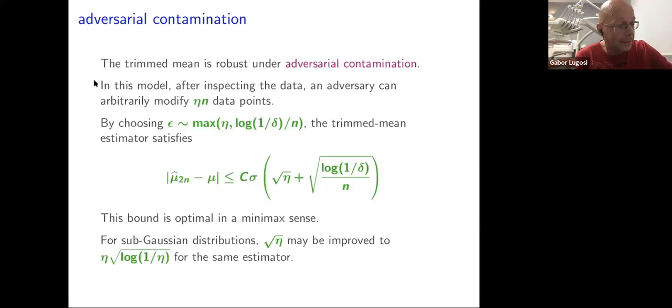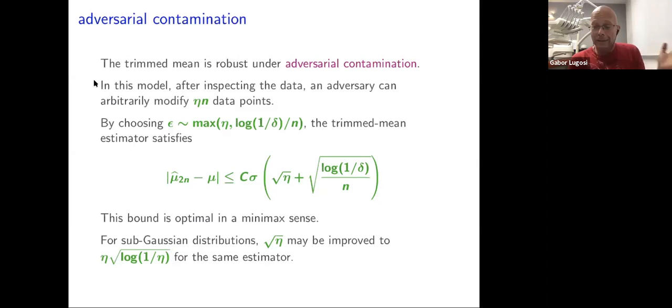So now the question is, what's the price we have to pay for this? And the beauty of the trim mean estimator is that it is optimal in the sense that if we now choose the trimming level as a function of eta, right? So remember the trimming level, this epsilon before, when we didn't have a contamination, was just log 1 over delta divided by n. Now, if eta is smaller than that, then we don't have to do anything. If eta is larger than that, then we will just choose epsilon to be a constant times eta.